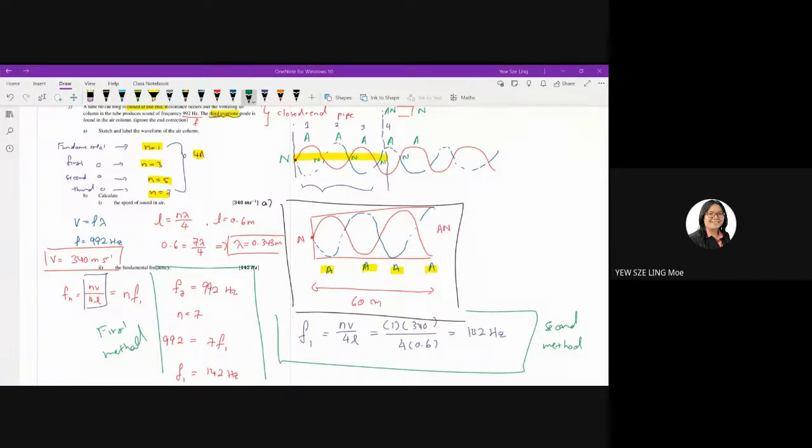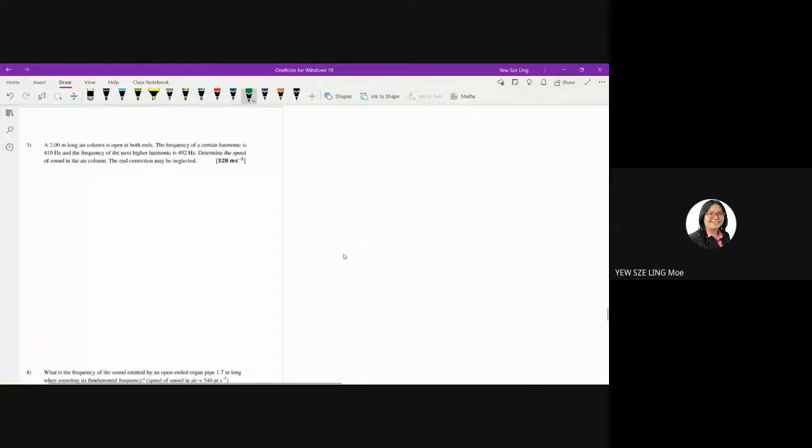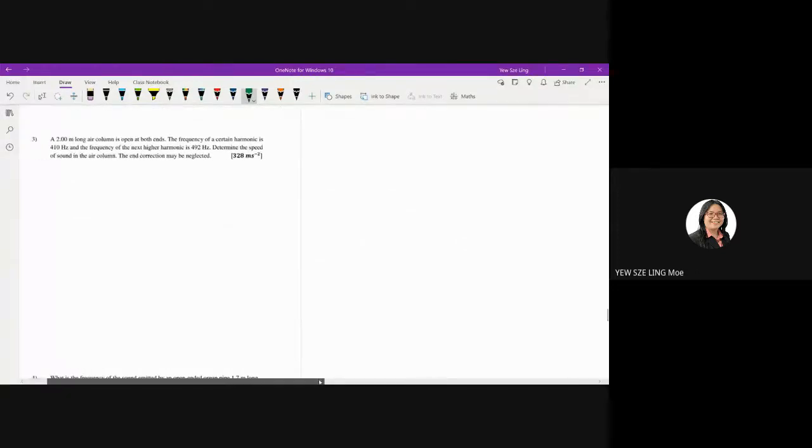Okay, now let's move on to the next question. Question number 3. You have a 2-meter long air column that is open at both ends. What does it mean to be open at both ends? It means this is an open-end pipe, open at both ends, so it comes with 2 antinodes.